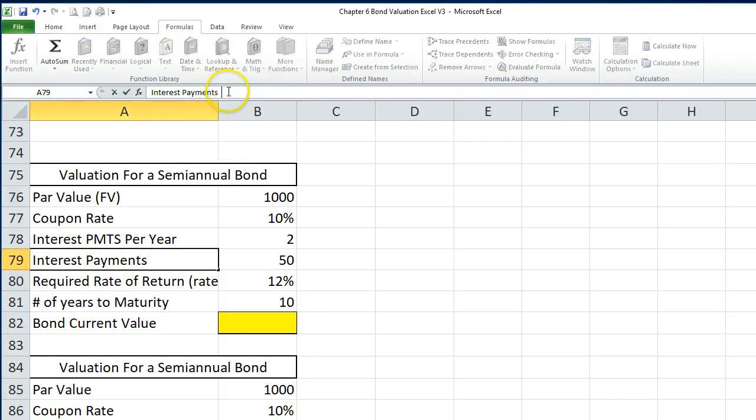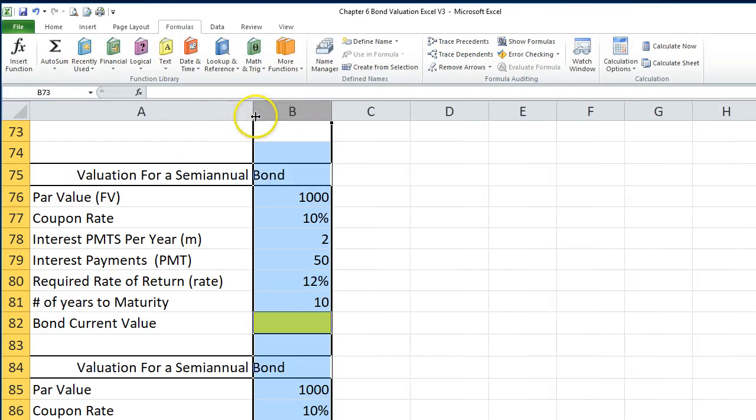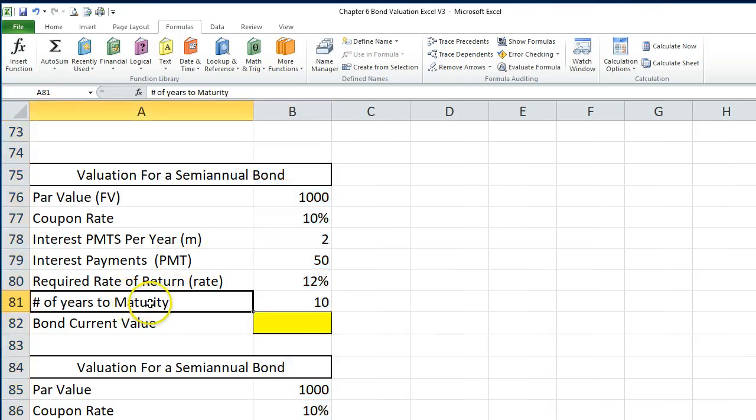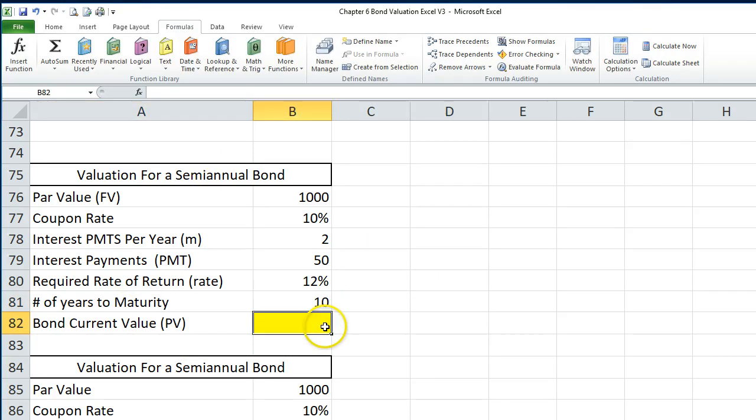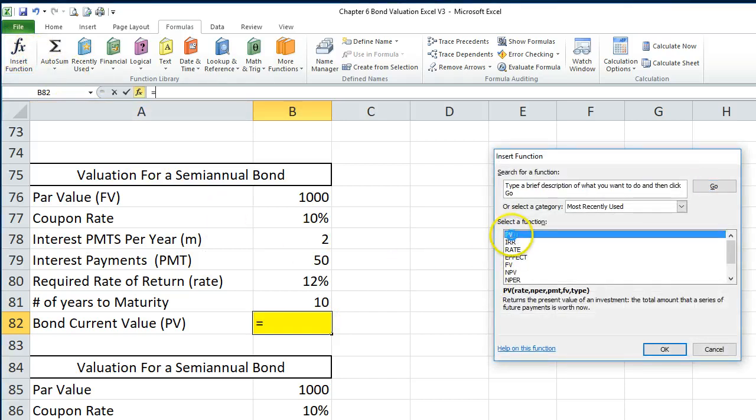Interest payments will be our payments, and our interest payments per year is 2. So this is our frequency, or M. Now our years to maturity is not our NPER. NPER is going to be years to maturity times 2. We're going to find the current bond price, which means what we're looking for here is present value. So that would be the formula we're going to use to calculate this present value.